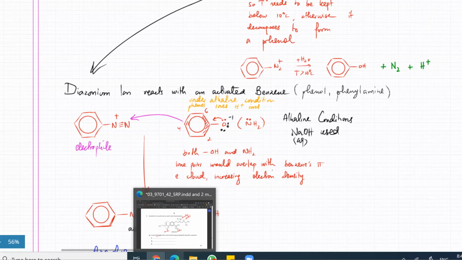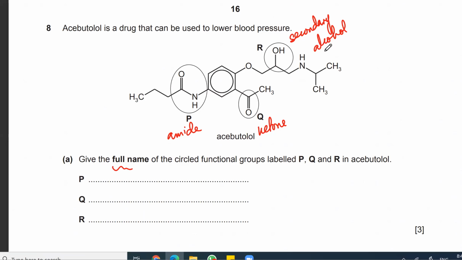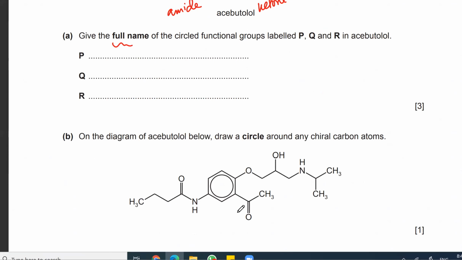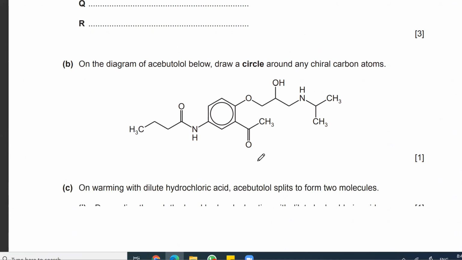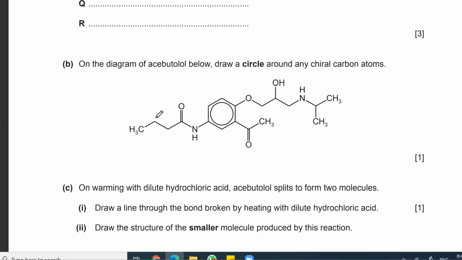That's not important. Now, coming back to this, that's a secondary alcohol. And now on the diagram of this thing below, draw a circle around any chiral carbon atoms. You have to look for chiral carbon atoms. So skeletal formula, this one has 2 H's, this one has 2 H's. Benzene can never be chiral. Remember, benzene is sp2 hybridized, so with 1 electron not bonding, that can never be chiral. This one is making a double bond.